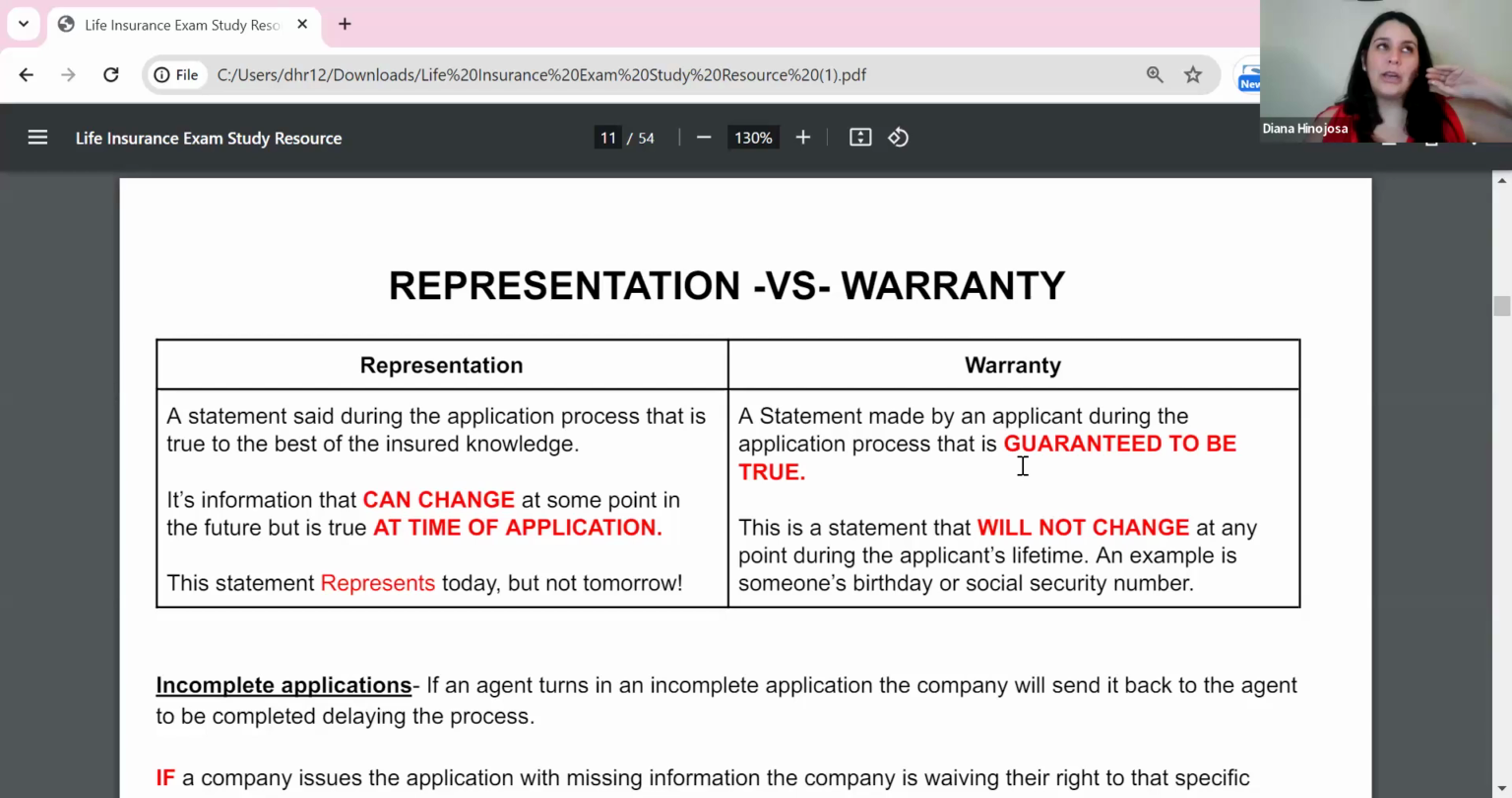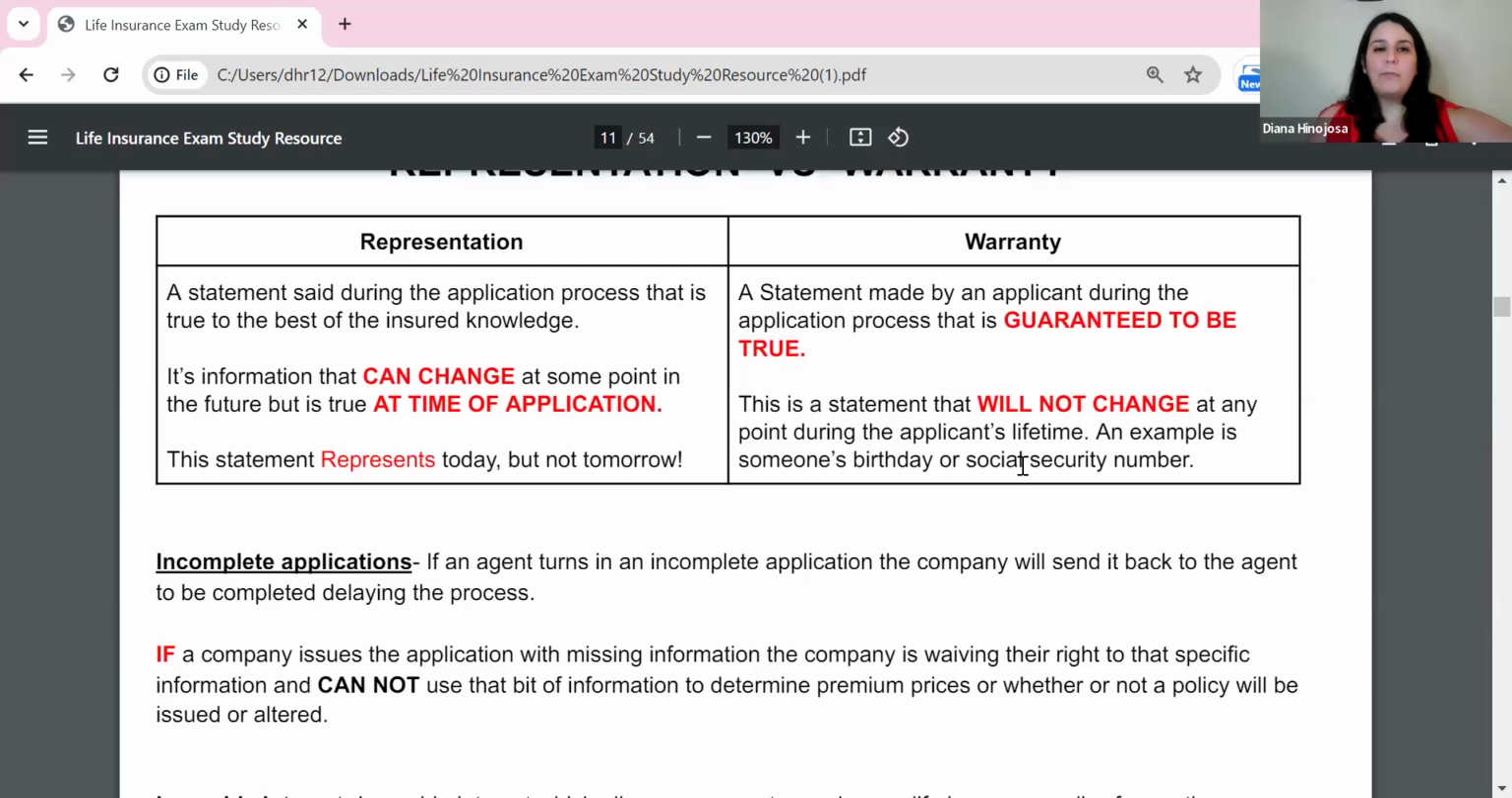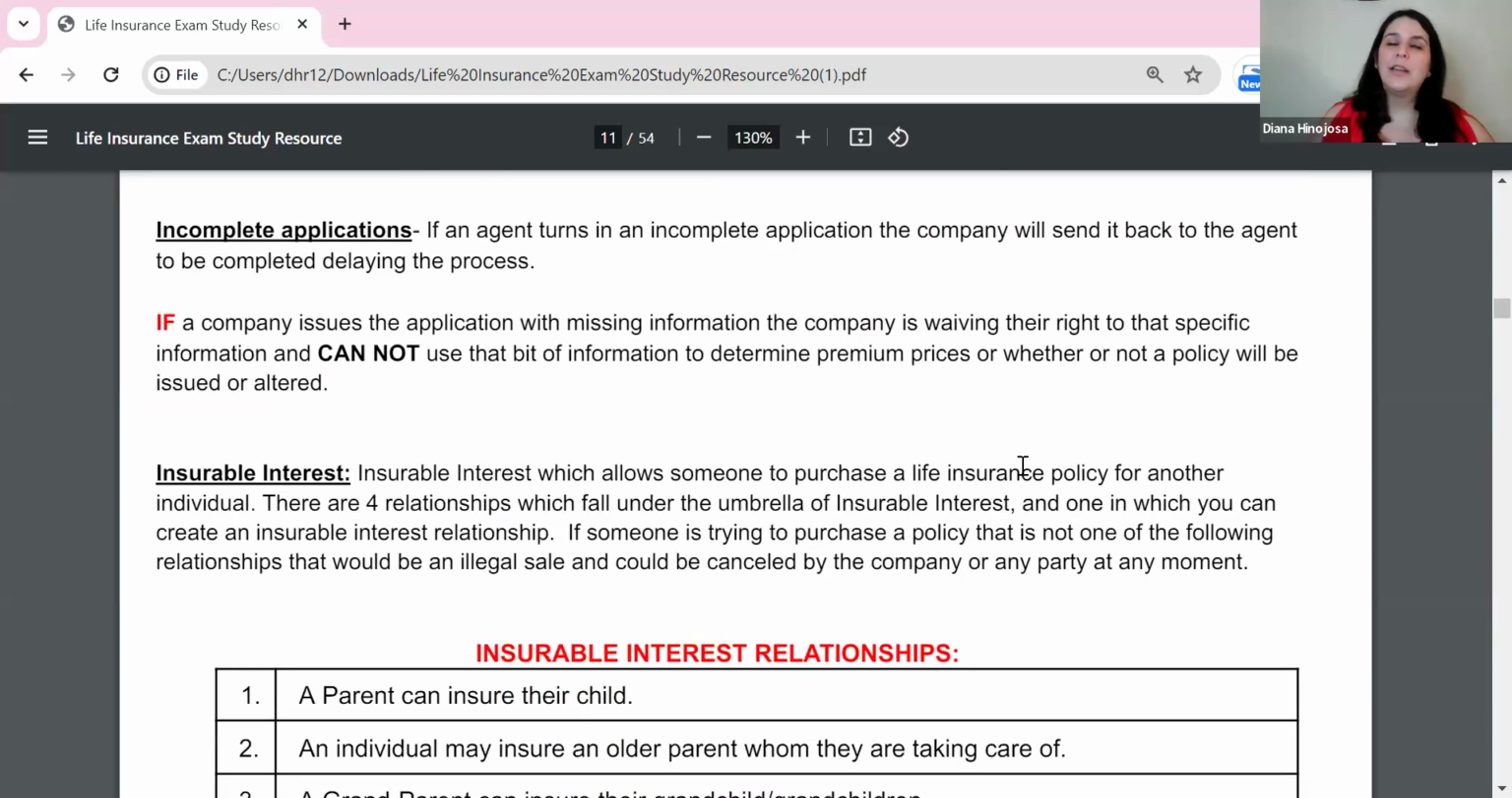The representation, the term they use on the test is going to be to the best of the client's ability. So when you go to them, you're like, well, how much do you weigh? Well, I went to the doctor a while back. They said I weigh 200 pounds, but maybe that was 3 months ago. So it could be a little bit different, could be a little bit less. And again, something that would change.